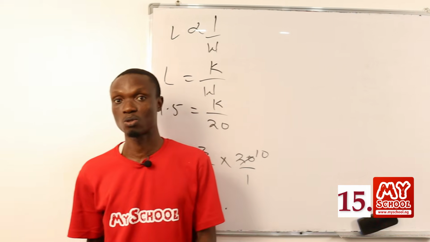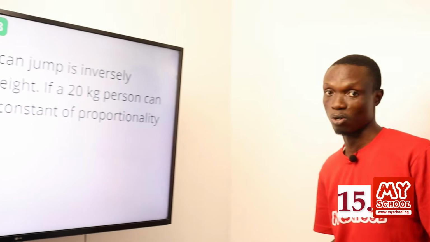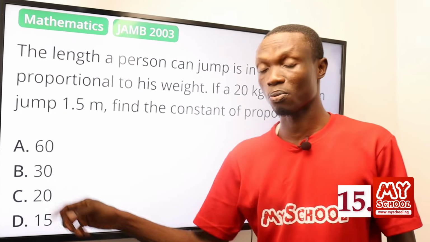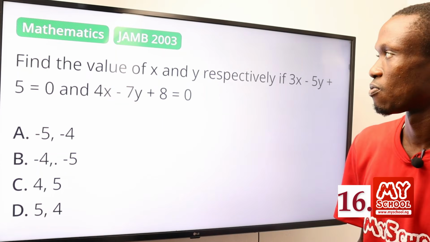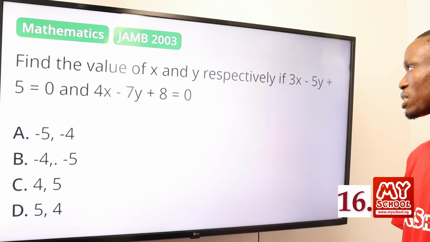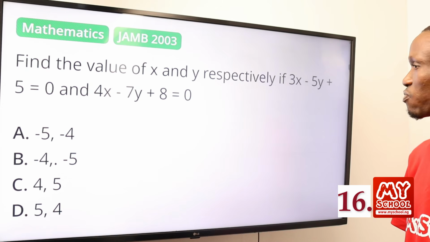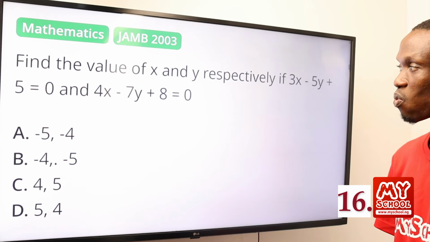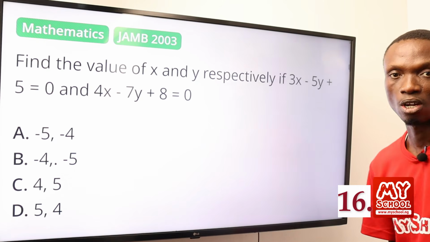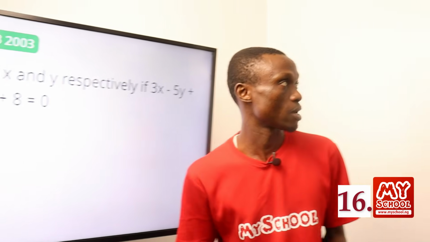Now let's return back to the screen to pick the correct option for this question, and that is option B, 30. Question 16. Find the value of x and y respectively if 3x minus 5y plus 5 is equals to 0 and 4x minus 7y plus 8 is equals to 0. So let's move over to the board to provide answer to this question.